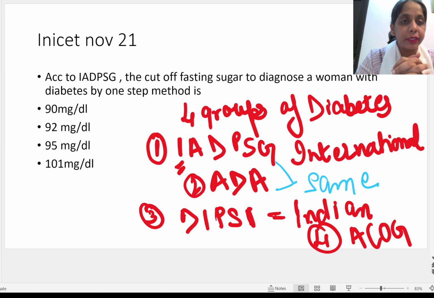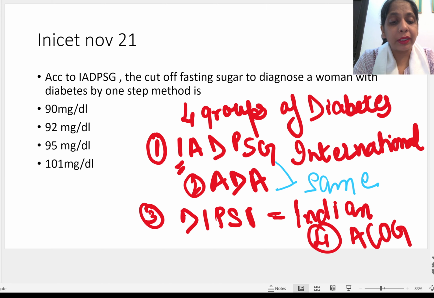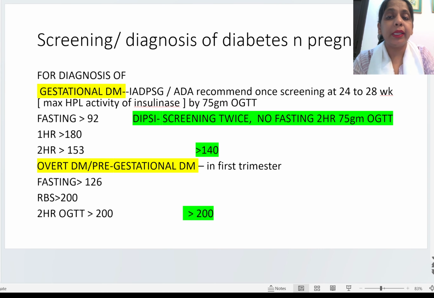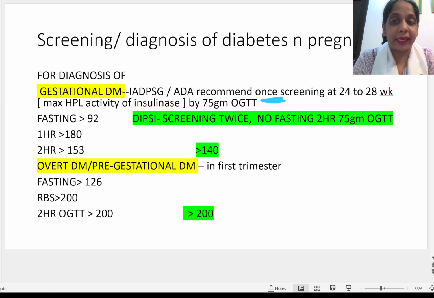Now let's see what the question is. According to IADPSG, the cutoff fasting sugar to diagnose a woman with diabetes by the one-step method is. So they are asking about the one-step method fasting sugar. IADPSG and ADA recommend just one test to diagnose diabetes in pregnancy. Both say that a woman should be screened only once, please note, at 24 to 28 weeks, by a 75 gram oral glucose tolerance test.